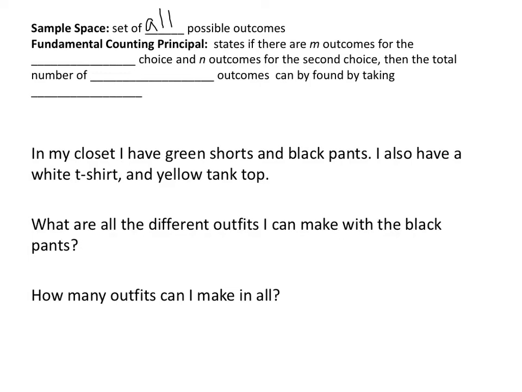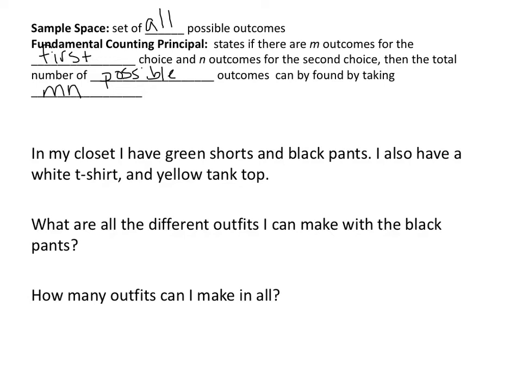This states that there are m outcomes for the first choice and n outcomes for the second choice, and the total number of possible outcomes can be found by taking m times n. So let's look at an example of this.